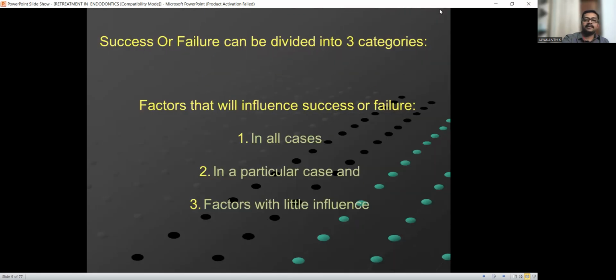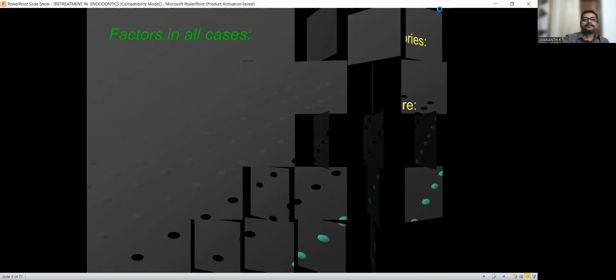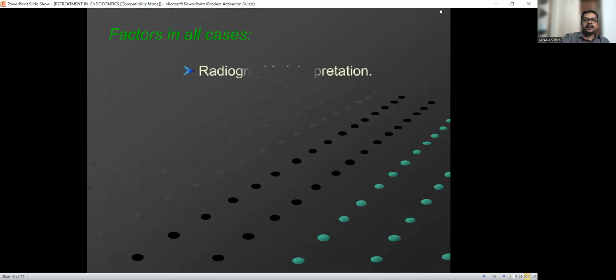Success or failure can be divided into three categories: factors that will influence the success or failure in all the cases, factors that will influence the success or failure in a particular case, and factors with little influence. So let us see this in detail.